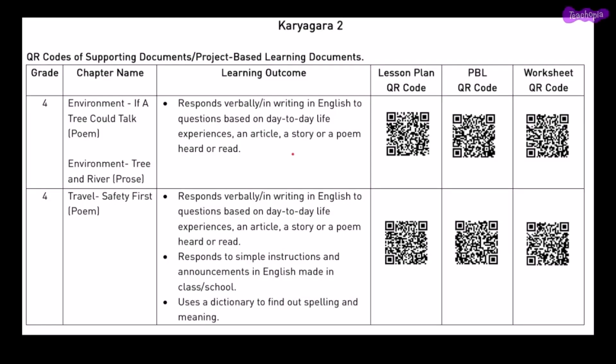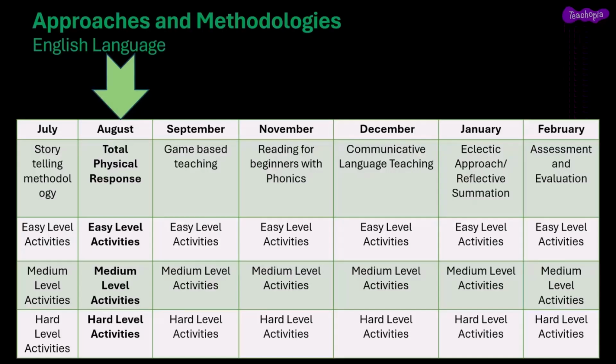The teacher handbook, which contains the chapters assigned for each month according to the TSCRT curriculum calendar, along with the resources, is available on Teachopia for all the chapters of grades 4 to 7 in the form of lesson plans, worksheets, PBLs, and explainer videos for all teachers to make use of during the upcoming academic year.